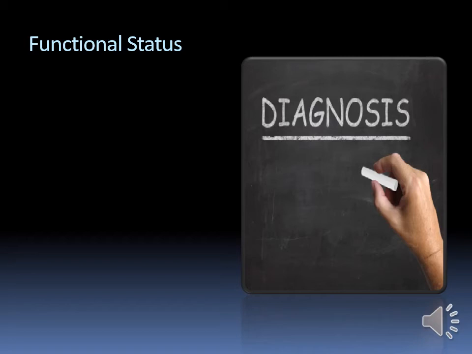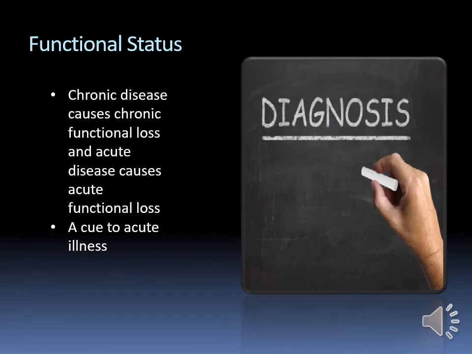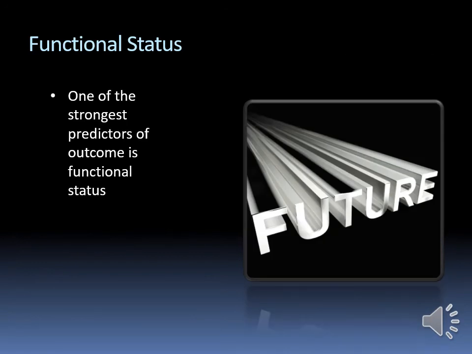So you don't get functional impairment just because, you get functional impairment because you're sick. And chronic diseases cause chronic functional loss, and acute diseases cause acute functional loss. So it's actually important in diagnosing diseases. Secondly, it's important in prognostication. We spend a lot of time developing prognostic models, and almost universally the strongest predictor of outcome is your functional status.